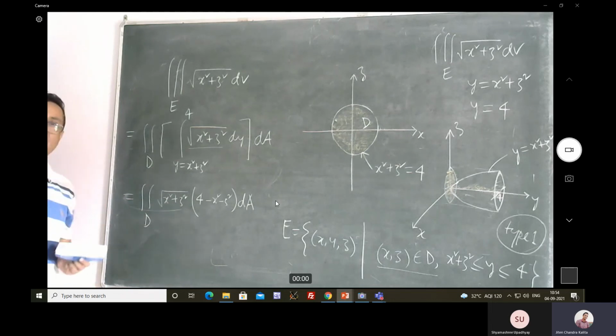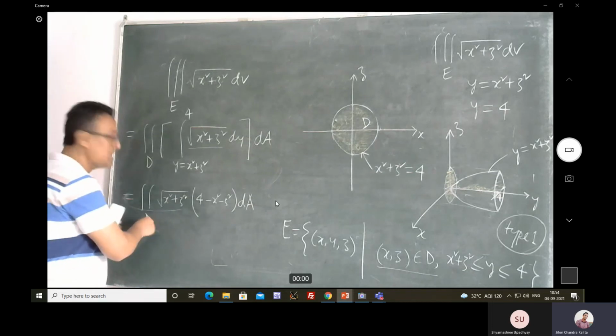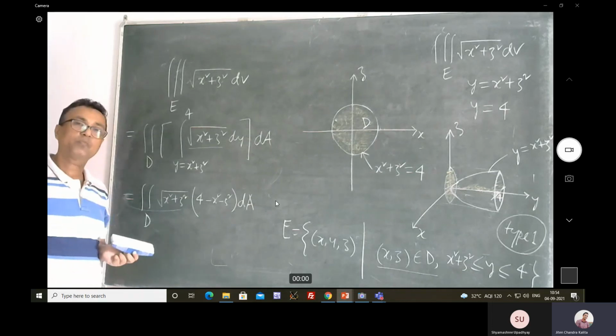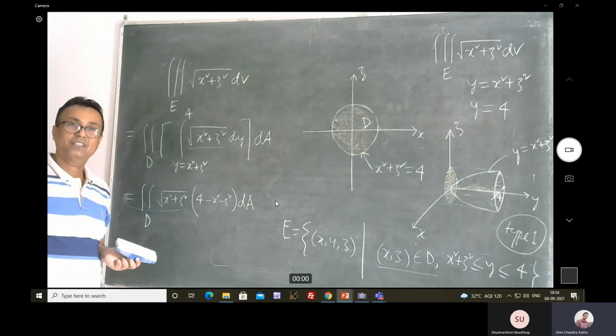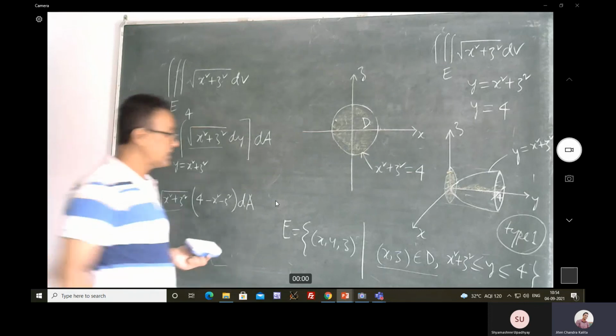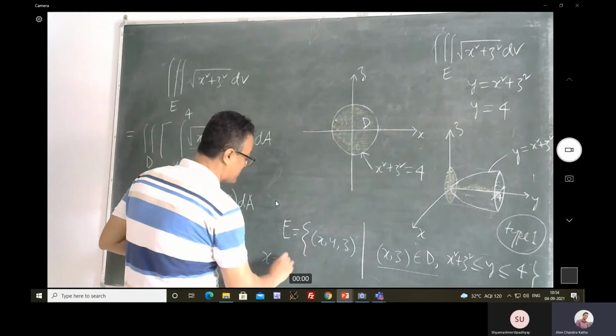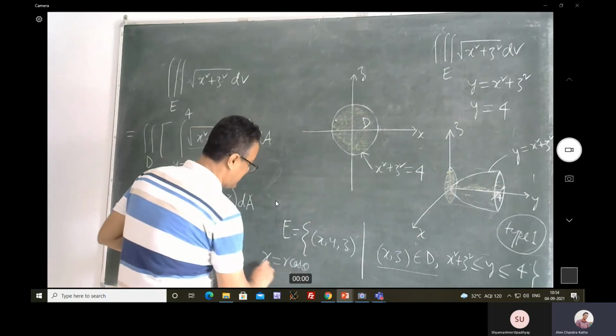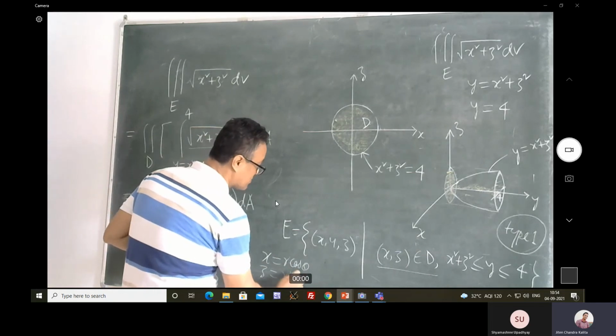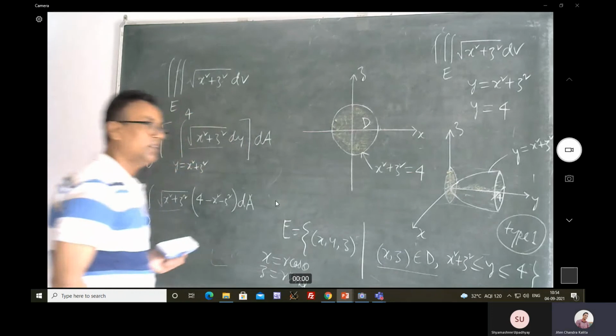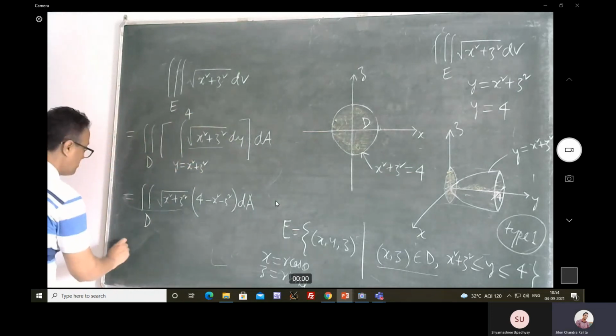Is it okay? Fine. So now you know that. Now if I convert D into polar coordinates, my job is going to be much easier, isn't it? So for that, I'm going to use x equal to r cos theta and z equal to r sin theta. Okay, so then this is going to convert to what?